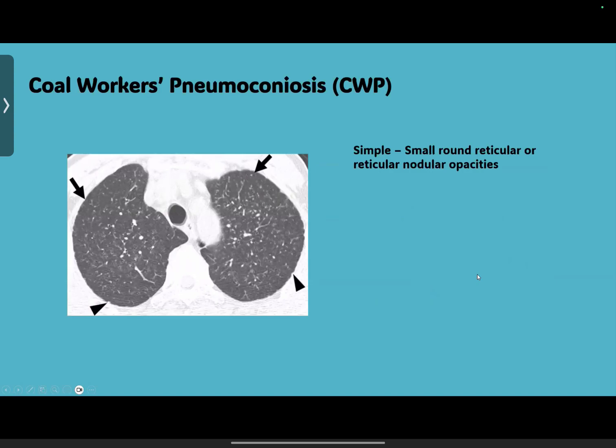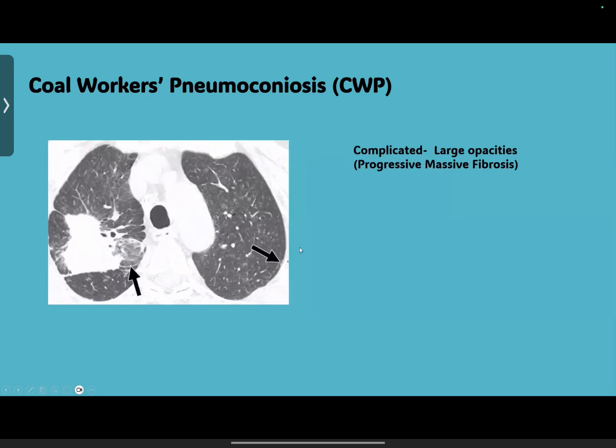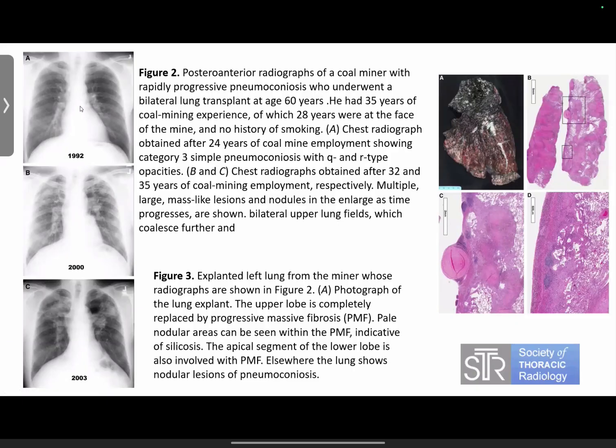So there's a simple round and reticular nodular opacity, as you can see, small. You can see the lungs are not really affected that much in this particular patient, but then you get the massive or progressive massive fibrosis, which is seen here. And there are small little pleural thickenings here. Calcification is not usually a component of this particular disease. And this is just from an article that I got, to show you what happens in this radiograph and also the histological appearance of what we see.